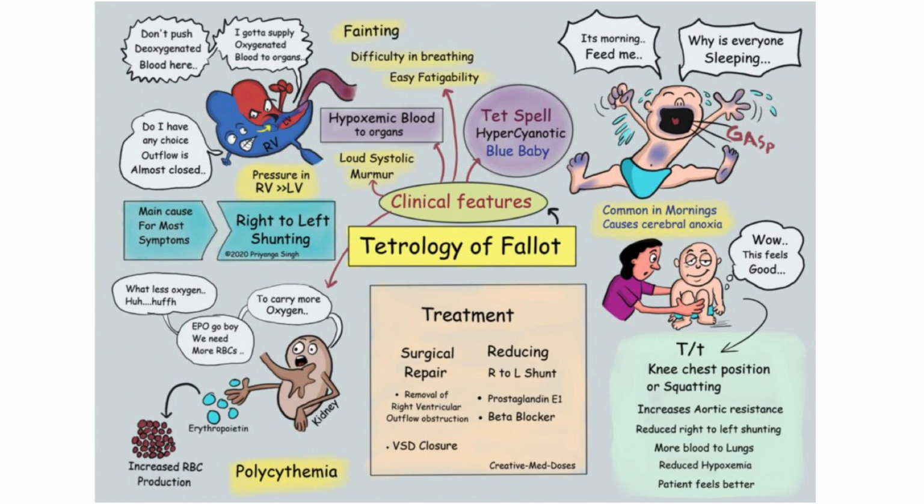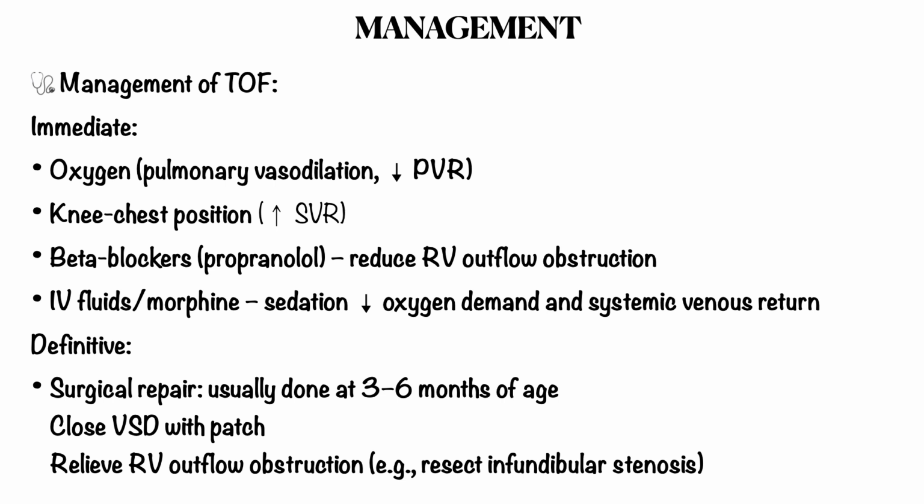And the treatment is surgical repair, removal of right ventricular outflow obstruction, VSD closure, right? Reducing right to left shunt. So the management of this case is done by this. Immediate management is done by oxygen, maintaining oxygen saturation almost greater than 92 to 95%, right? So the oxygen causes pulmonary vasodilation, lessening pulmonary vascular resistance, and knee chest position increases systemic vascular resistance, lessening right to left shunt, thus the symptoms improve, right? So also beta blockers like propranolol should be given to reduce right ventricular outflow obstruction, and IV fluids or morphine, sedation, decrease oxygen demand, and systemic venous return, right?